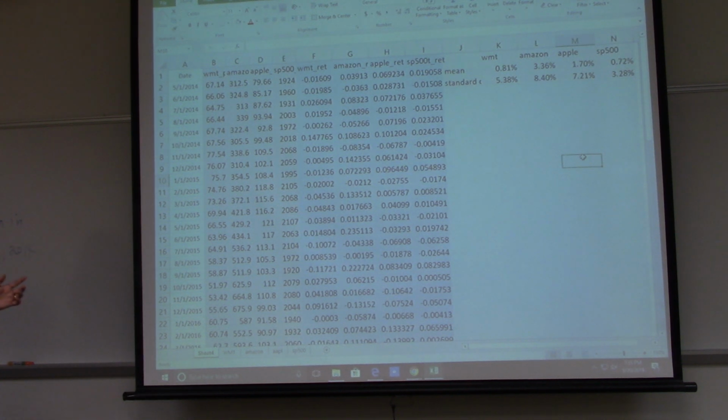The higher standard deviation means it's riskier because it might fall to the negative side, falls too much because it's too wide. So Walmart, based on standard deviation, which one is the safest one? So Walmart. This is a risky one, based on standard deviation.